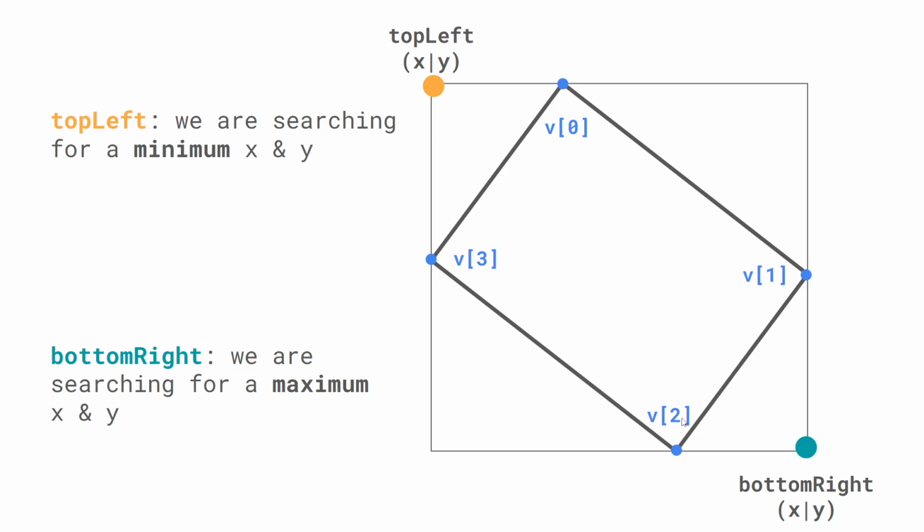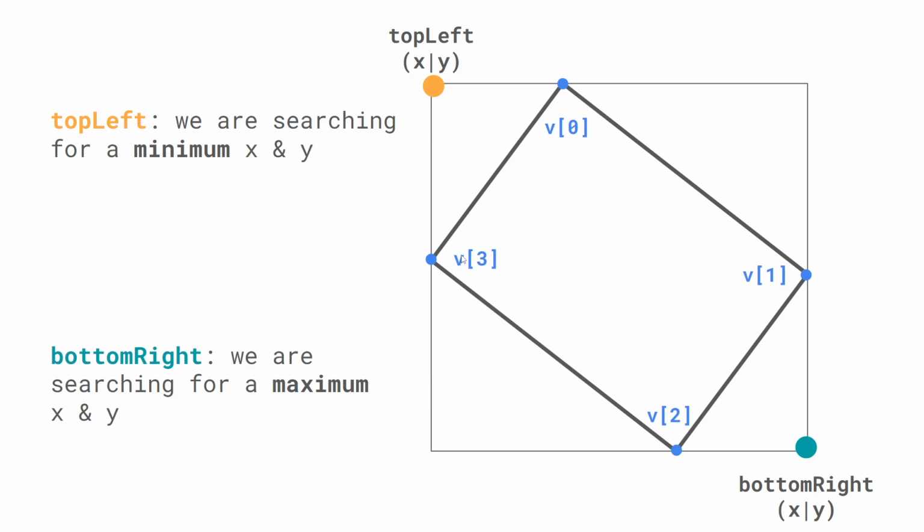Okay, then we go to the next vertex. This one also has larger values than our current top left vector. So again, we are continuing. We are not doing anything. We're continuing till we find a valid smaller value.